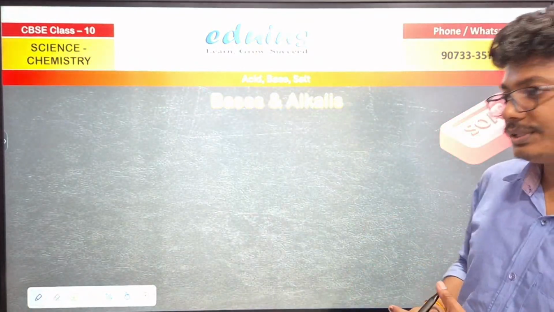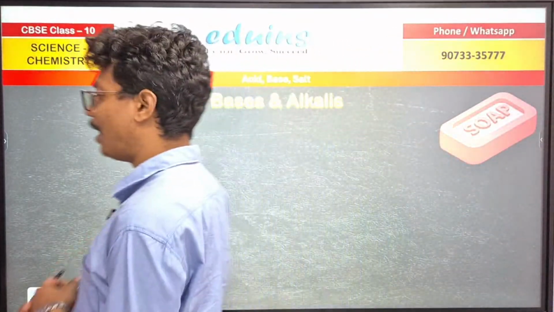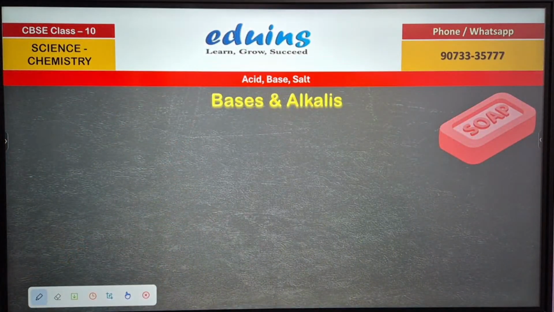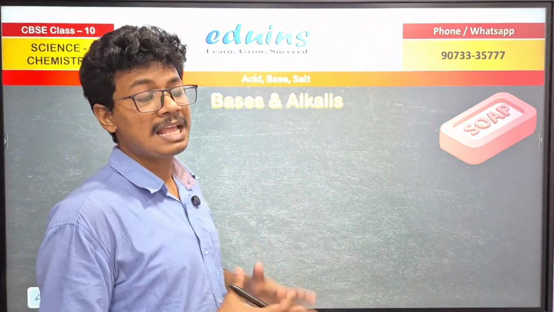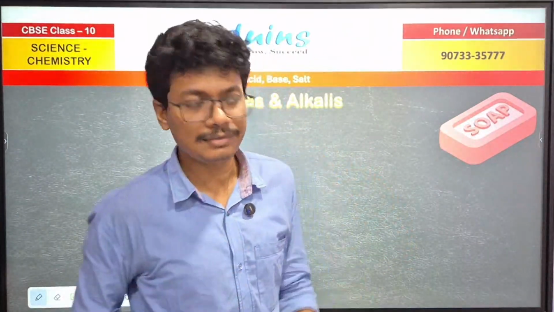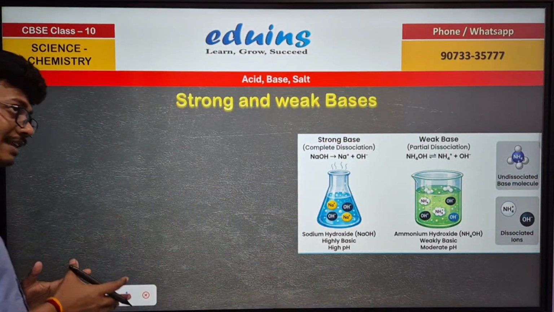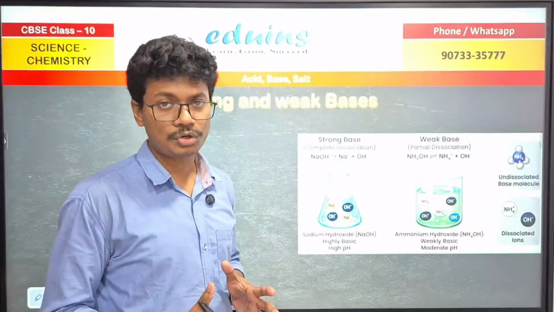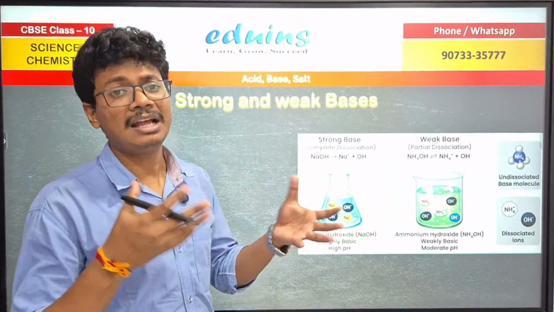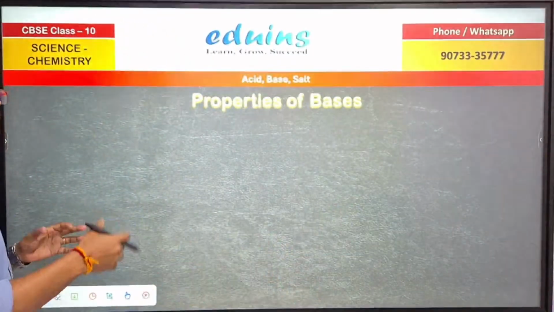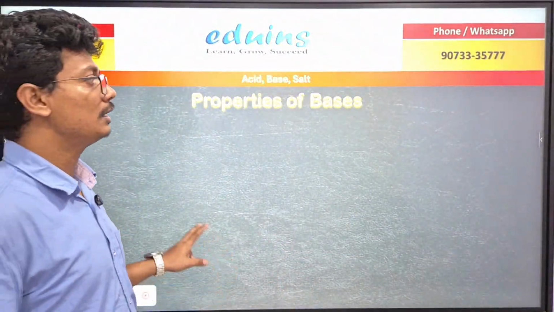In next class we will start the next part, that is the bases and alkalis. What are the bases and what are the alkali, and what is the difference between the base and alkali? What is the basic difference between base and alkali? And we will study the strong base, like strong acids, what is a strong base and what is a weak base. After that we will also discuss the properties of bases.